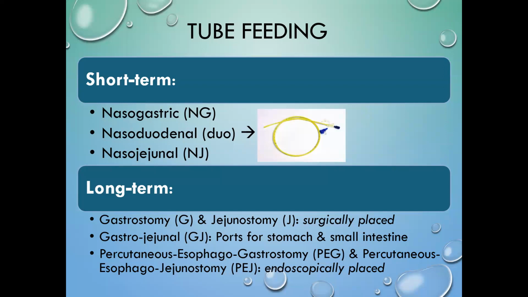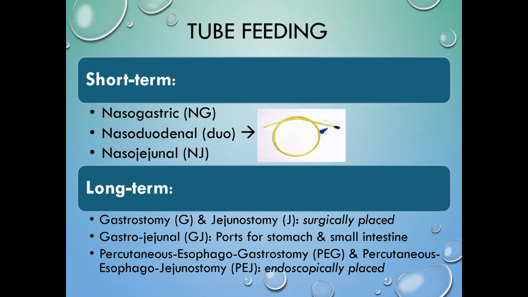You'll definitely see exceptions to this. So maybe the team thinks that the person will be able to eat in 3 weeks. That's pretty close to 14 days. So a short-term option still makes more sense than surgically placing a long-term tube. The doctors and dietitians work closely together to make these decisions, but the SLP is often included in this conversation if the reason for needing a tube feed is because of dysphagia.